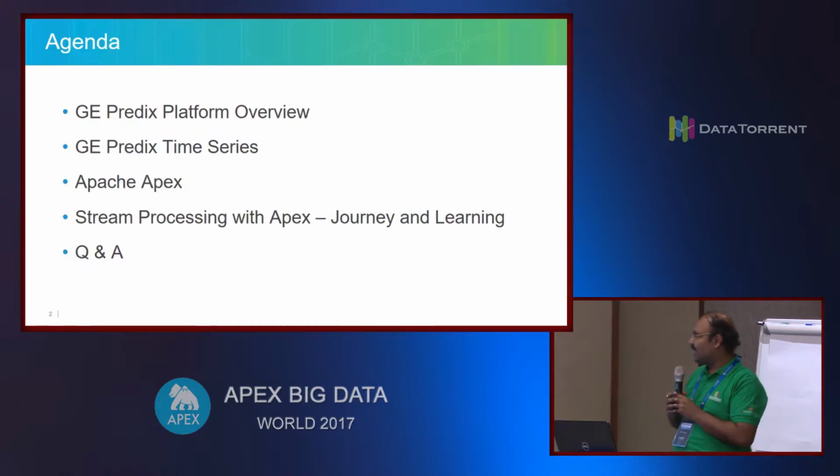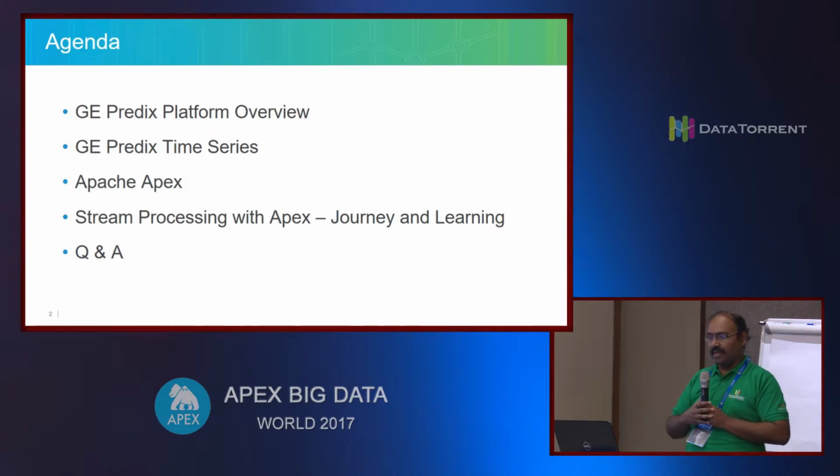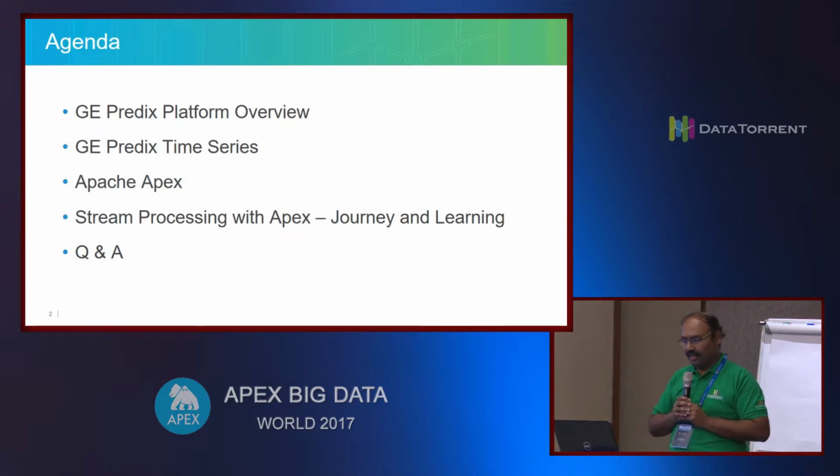So here's a brief agenda. I'll give you an overview of the G platform, then the specific time series application and how Apex was used, and some of the journey and learning. The time series part was jointly undertaken by our company DataTorrent and G. We may have some engineers in this room who actually worked on it. I was one of them, and there are G engineers as well who are not here today, but I would like to acknowledge their role as well.